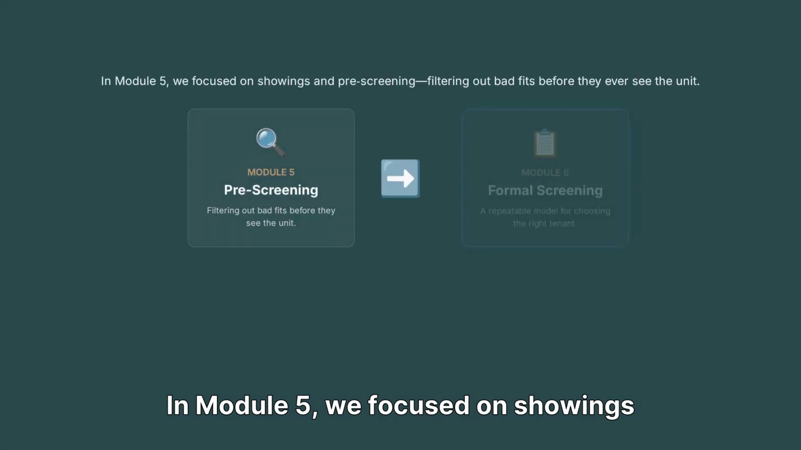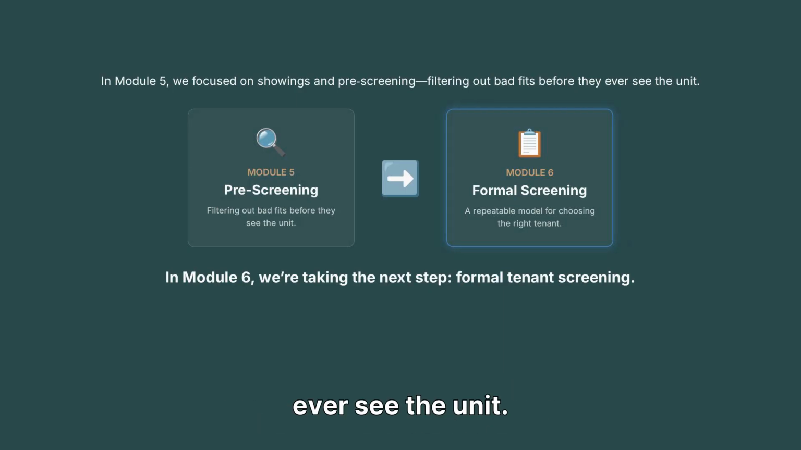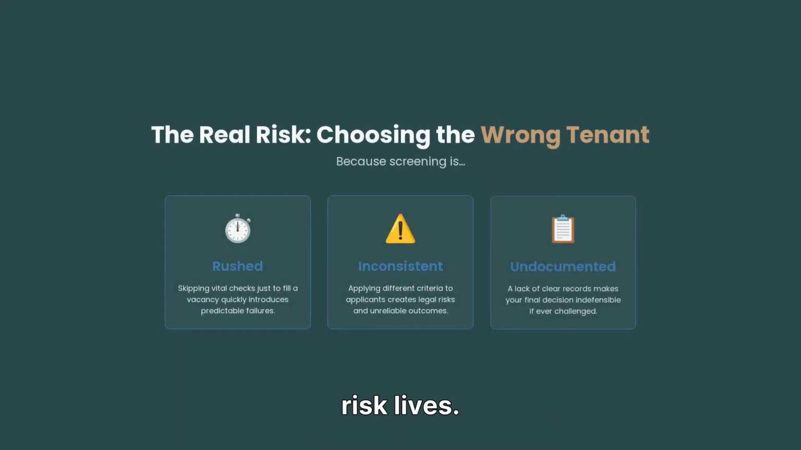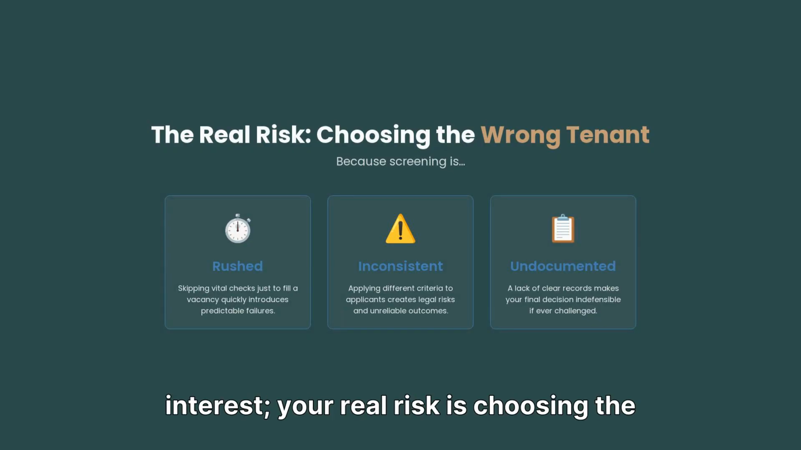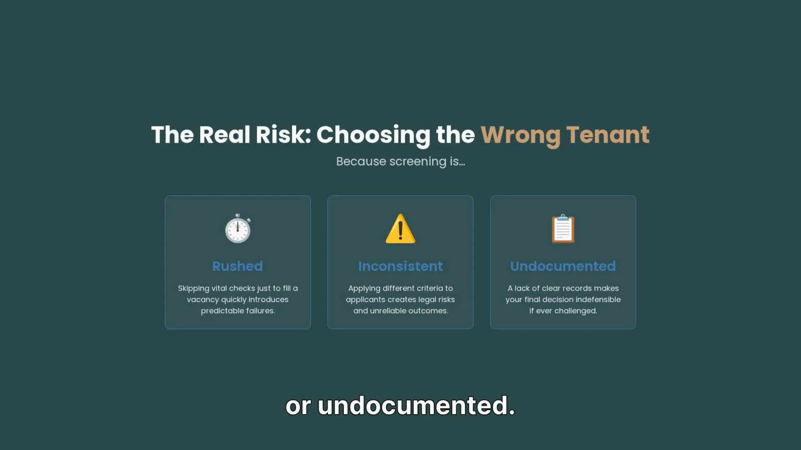I'm Amanda. In Module 5, we focused on showings and pre-screening, filtering out bad fits before they ever see the unit. In Module 6, we're taking the next step, formal tenant screening. This is where most of your long-term risk lives. At this stage, you're not short on interest. Your real risk is choosing the wrong tenant because screening is rushed, inconsistent, or undocumented.